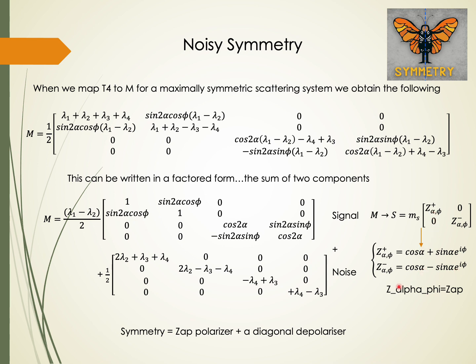And these functions we're going to call Z alpha phi, or just ZAP functions for short. And we'll see that these ZAP functions, these set of diagonal scattering matrices, are important in the symmetry that we're going to discuss.